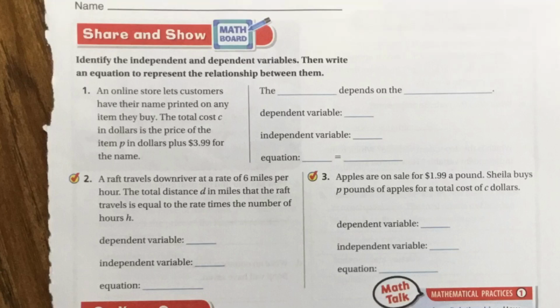An online store lets customers have their name printed on any item they buy. The total cost, C in dollars, is the price of the item, P in dollars, plus $3.99 for the name. Okay? So I'm going to come over here and circle things that I already know. The total cost, C. Circle that.